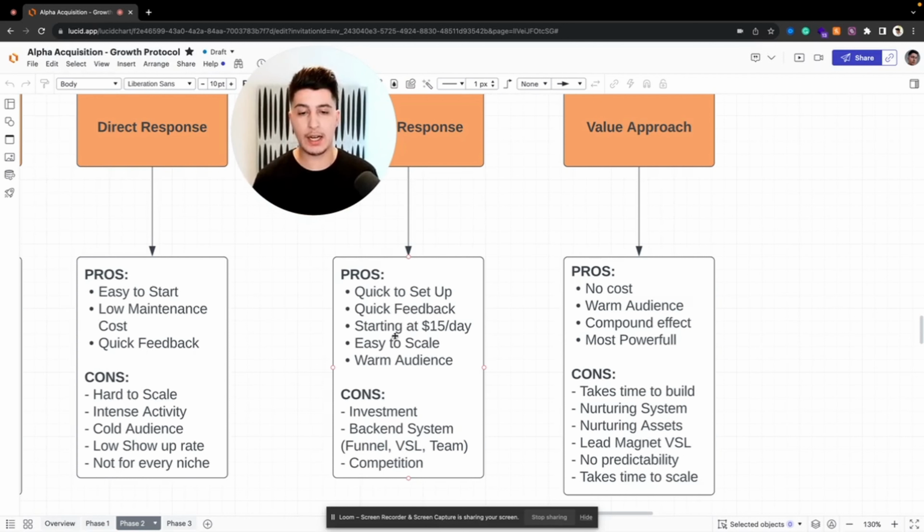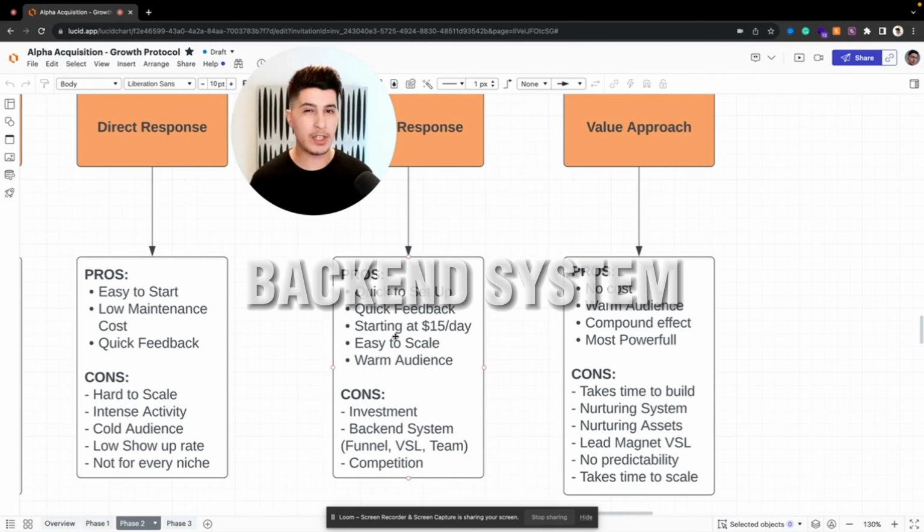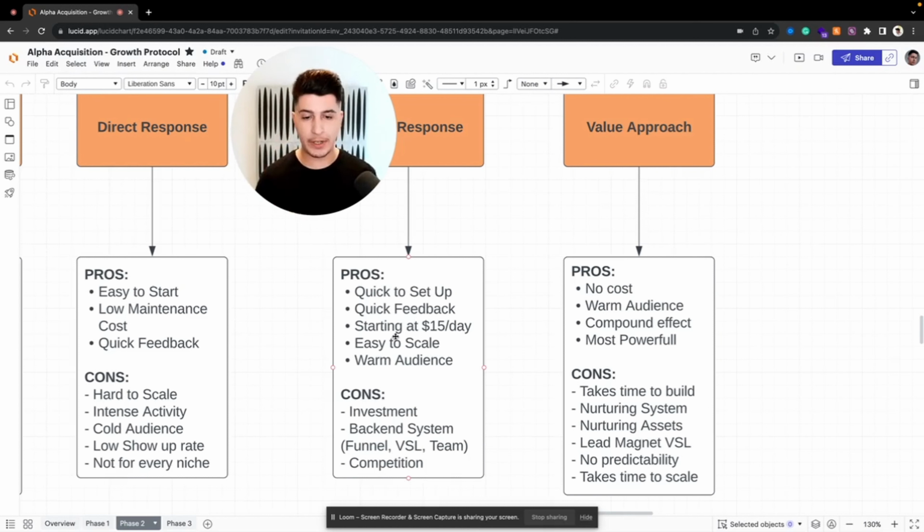Now, the cons, of course, are the investment, especially if you are not 100% confident on your ability to generate high intent attention from your ads. The backend system, you need a very solid backend system from funnel, VSL, team, everything ready and on time, working as a clock. Why? Because otherwise you are pretty much burning money. And if you don't value money, well, you are, by all means, my guest. But if you value it, you need to have a strong and proven backend system.